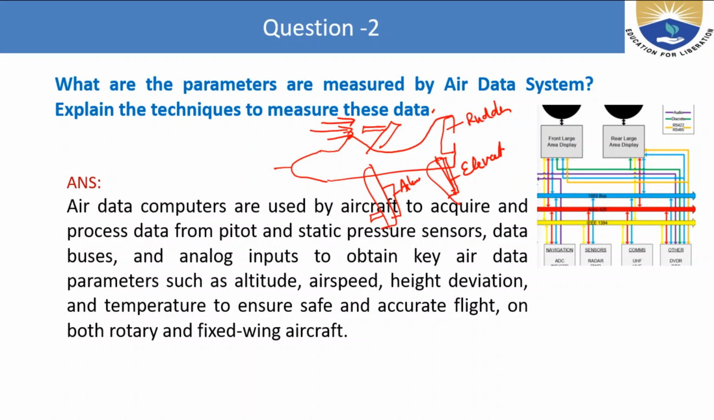these all parameters. Here you can see we have the front large area display and rear large area display. Here we have the navigation, ADC, sensors, radar, communication VHF, UHF and other equipment. So all these pressure sensors feed the computer, and it gives the signal to the different systems like navigation and communication. All these things are performed with the help of this data system, and a pitot tube is used to do all this work.